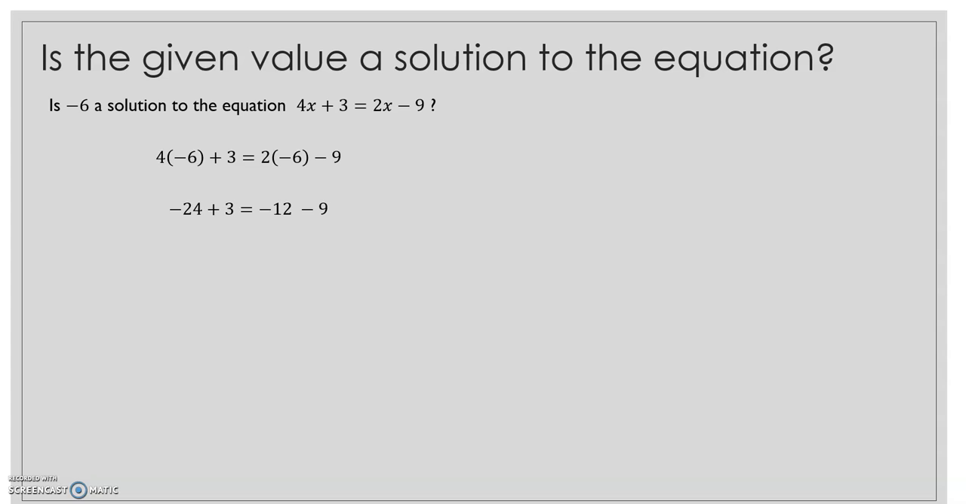So we'll have -24 plus 3 equals -12 minus 9. -24 plus 3 is -21. -12 minus 9 is -21. We have equal expressions on both sides of the equation. So yes, -6 is a solution to 4x plus 3 equals -2x minus 9.